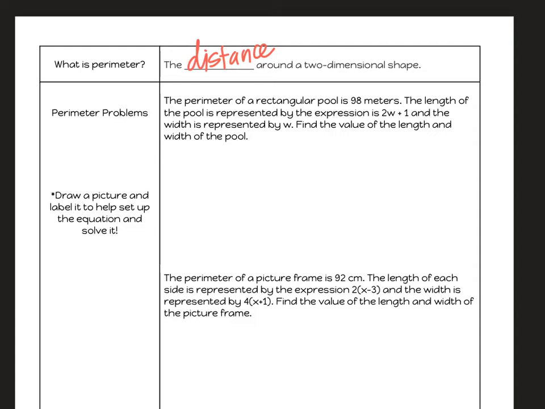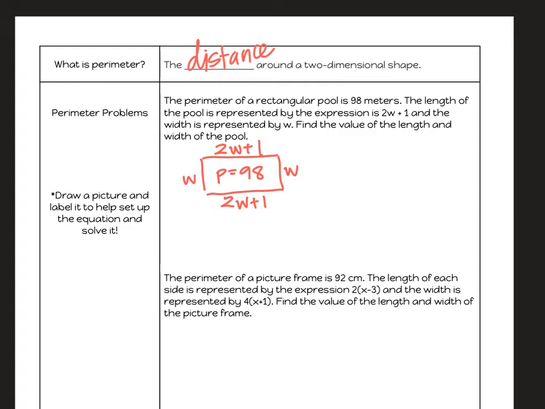So first I need to draw a rectangle. Okay, and I know that the perimeter equals 98. So if I was to walk around this pool, it would be 98 meters. The length, which I'm going to label here, is 2w plus 1, and this is also the length. The width is just represented by w.